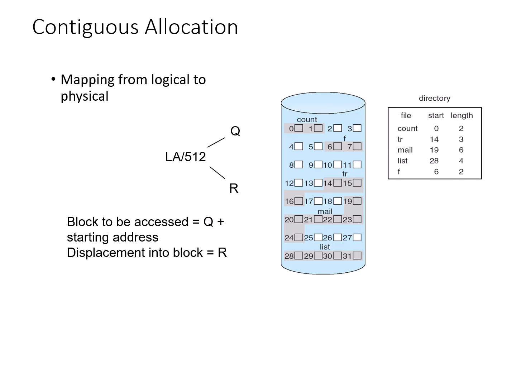Contiguous means next to each other. So, in this method, every file is stored in one straight line. All its blocks are together, side by side. This makes it fast and easy to read the file.